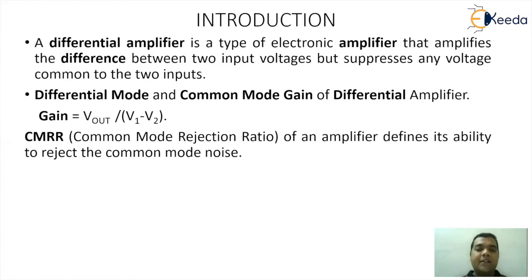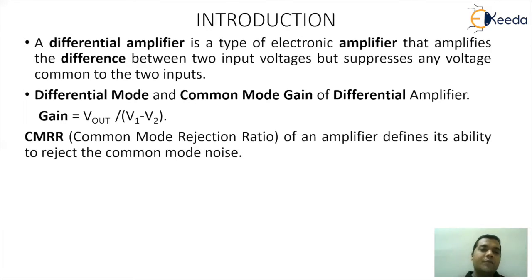output should be 0. Now, when I talk about the gain of the circuitry, the differential gain is defined as the ratio of the output by the difference of input. So the gain is V out divided by V1 minus V2. From this, we land on an important property called CMRR. CMRR stands for common mode rejection ratio.